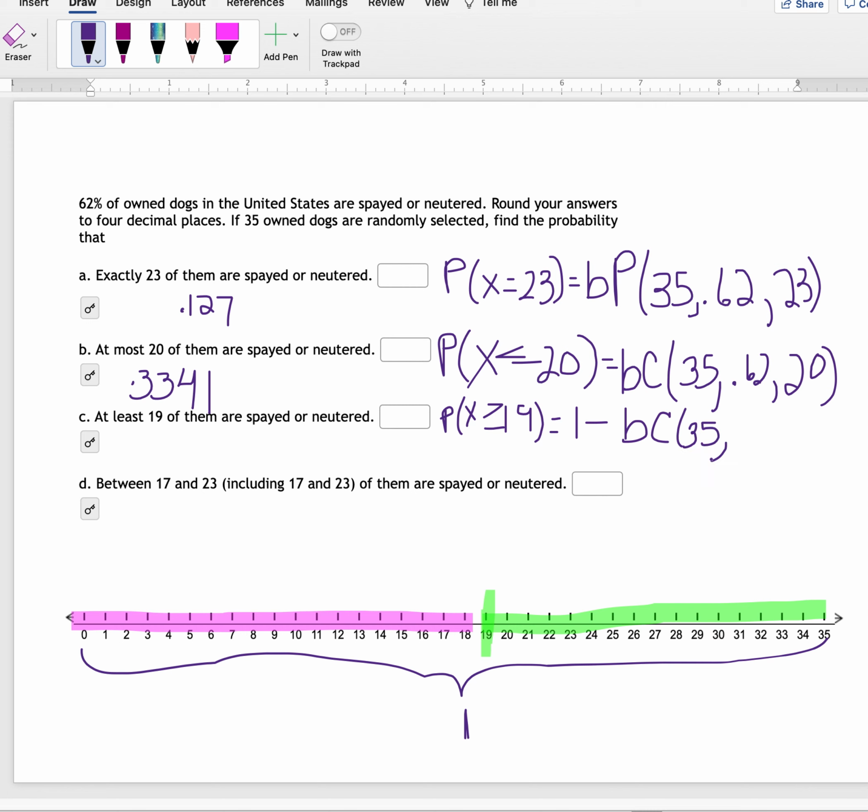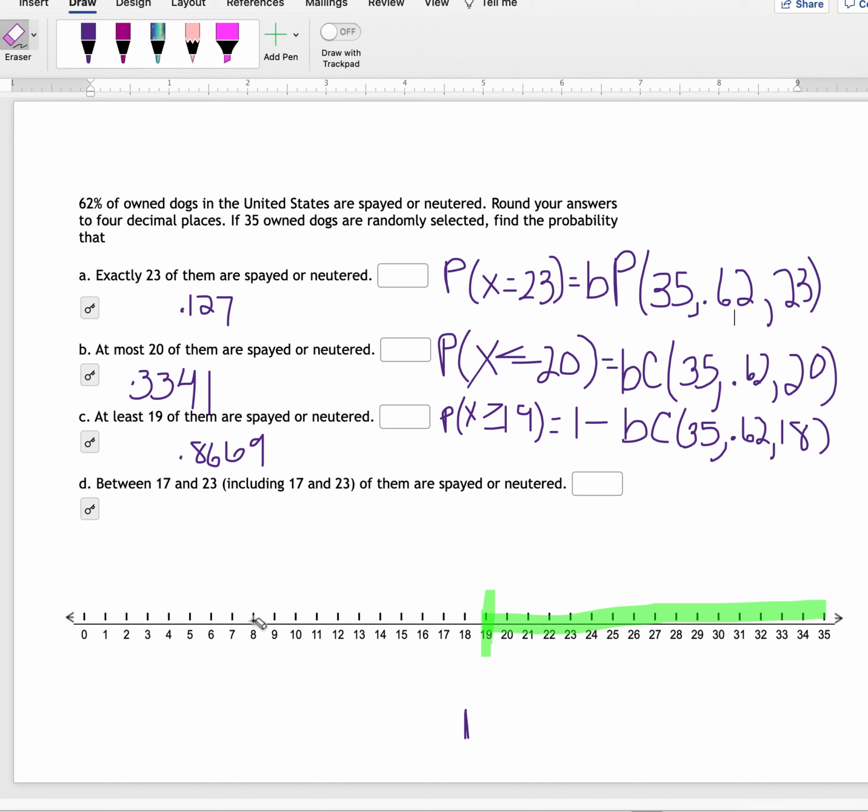35 for our trials, and then 0.62 is our probability. And then I'm going to put in 18 because I want to subtract off 18 and below. When you do that, you are going to get 0.8669. Okay, let's look at the last part.